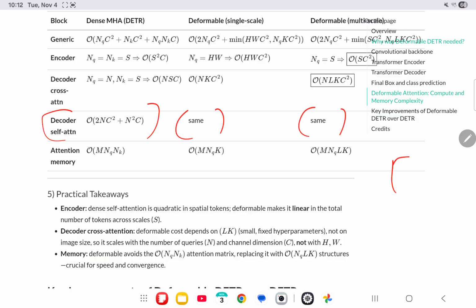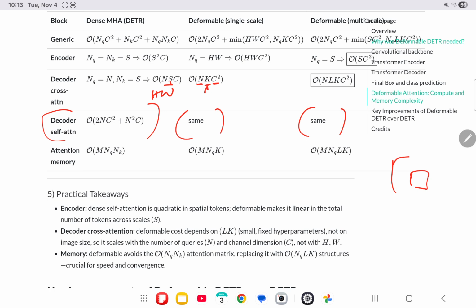And on the decoder side, the self-attention is the same, right? Because the self-attention is small. In the decoder, the first is self-attention, it's the same as in DETR. And for cross-attention there is something. Cross-attention in DETR actually depends on S, which is HW, but here we are not depending on that. Here we only depend on the number of queries, the number of points we look into, and channels.